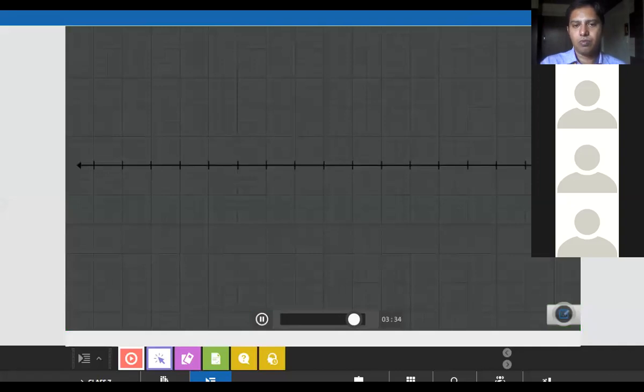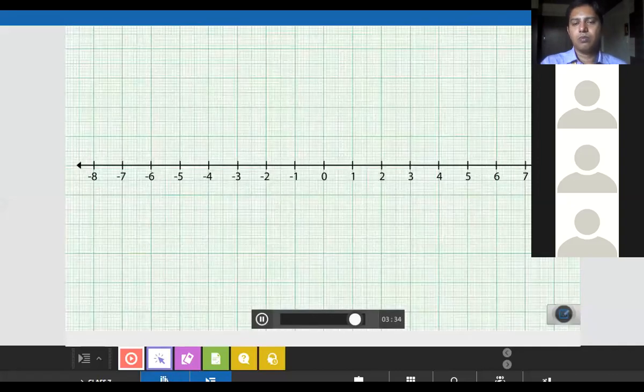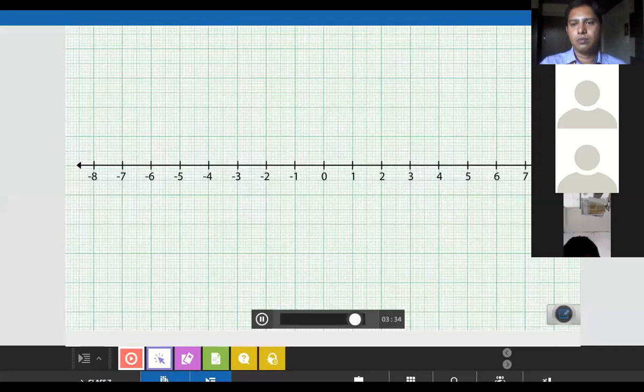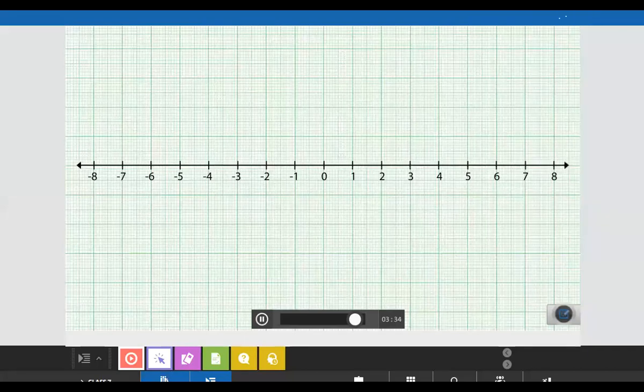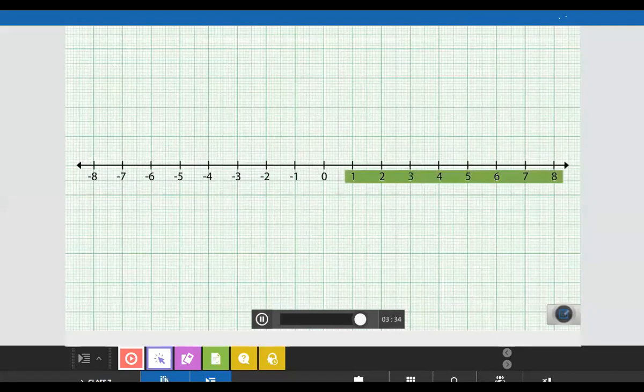In mathematics, we use the number line to represent positive and negative numbers. The numbers that appear to the right of 0 are called positive numbers. And the numbers that appear to the left of 0 are called negative numbers.